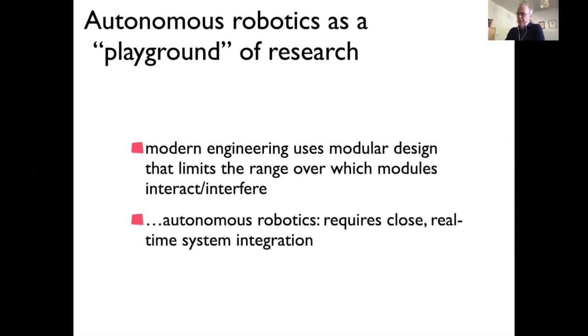Another related aspect is that modern engineering is very much based on modular design. Modular design means that you build components, modules, which interact with other modules in some well-defined, limited way. And that means that you can localize problems. You don't have to redesign your subsystem whenever something else in the system changes or is updated. And autonomous robots tend to require a lot of close integration. I'll mention an example like that in a moment. And therefore they challenge this. So system integration is very important, and they challenge this modular view, even though modular design is still a goal in most of autonomous robotics.